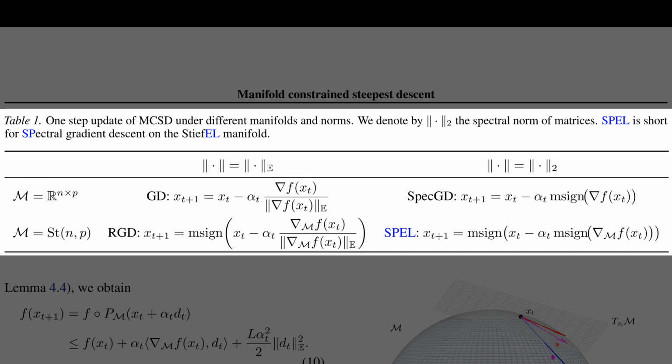Table 1 formalizes these update rules by contrasting unconstrained Euclidean methods in the top row with the manifold-constrained versions below. The left column covers standard Euclidean norm updates, while the right column focuses on the spectral norm. The key innovation appears in the bottom right cell, which defines the SPEL algorithm. Here, the update direction is determined by the matrix sign of the Riemannian gradient, and the result is projected back onto the manifold using the matrix sign again, ensuring efficiency without nested loops.